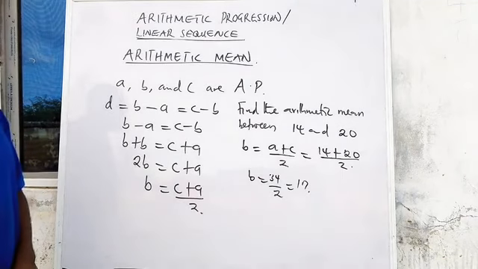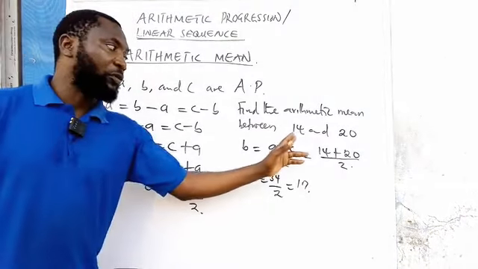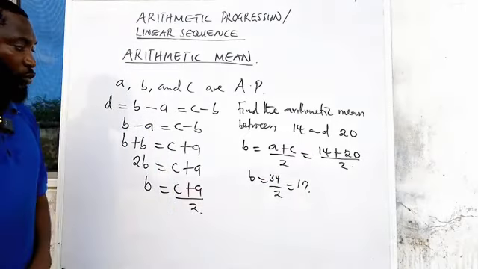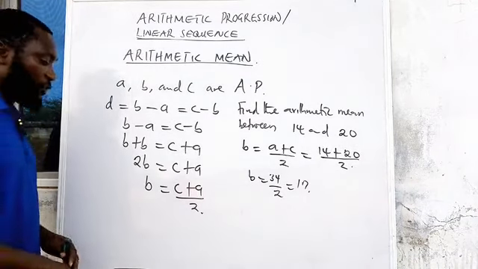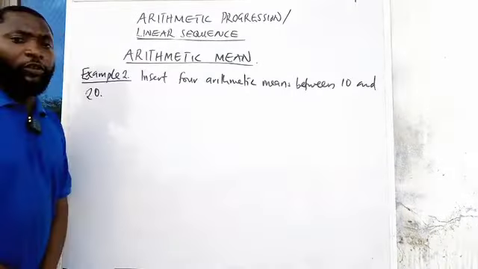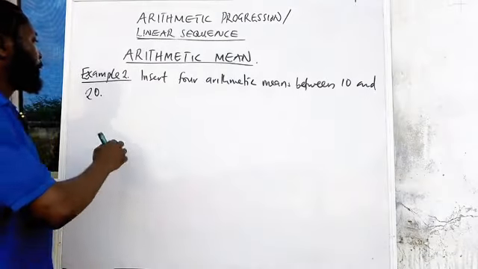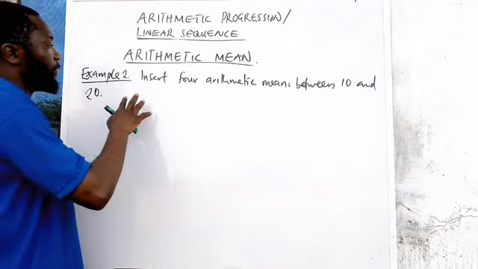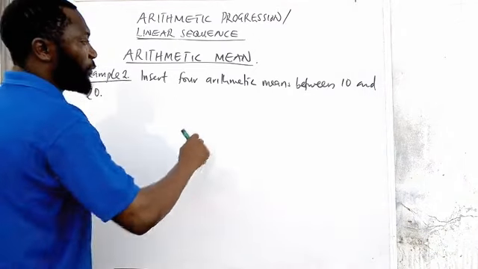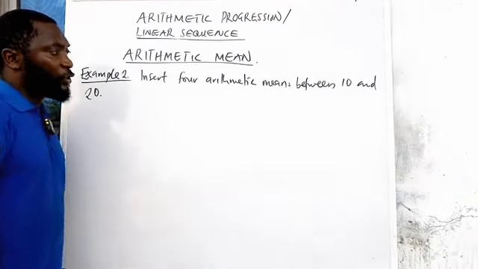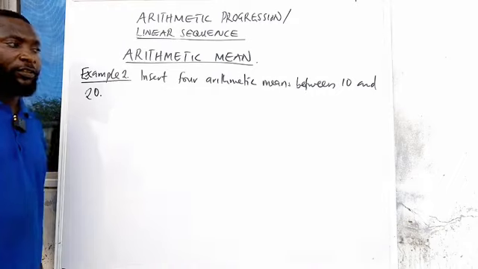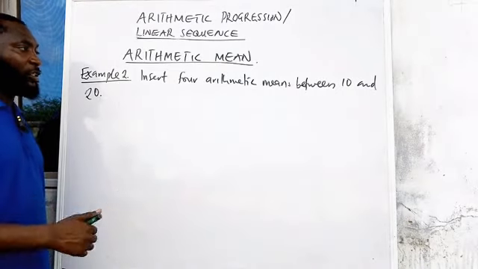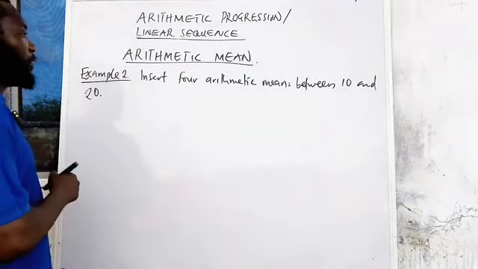So to find the arithmetic mean between 14 and 20, the arithmetic mean between both will just be the sum of the two divided by 2. And that is what we mean by arithmetic mean. Another application of this topic, let's consider this example. The question says, insert 4 arithmetic means between 10 and 20. So we are to put in arithmetic means between 10 and 20.